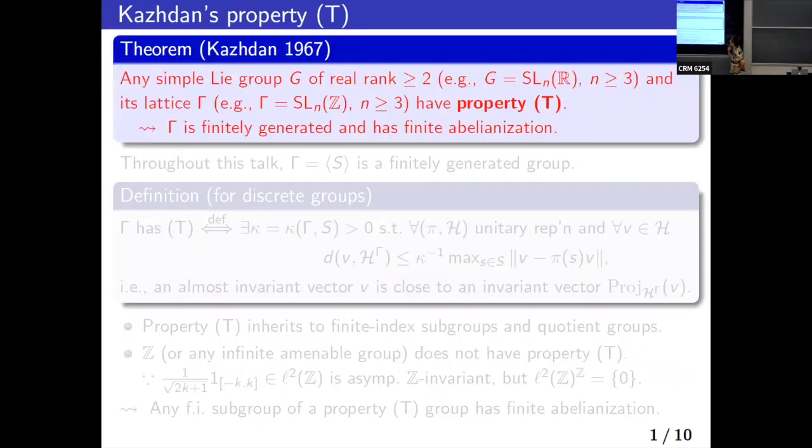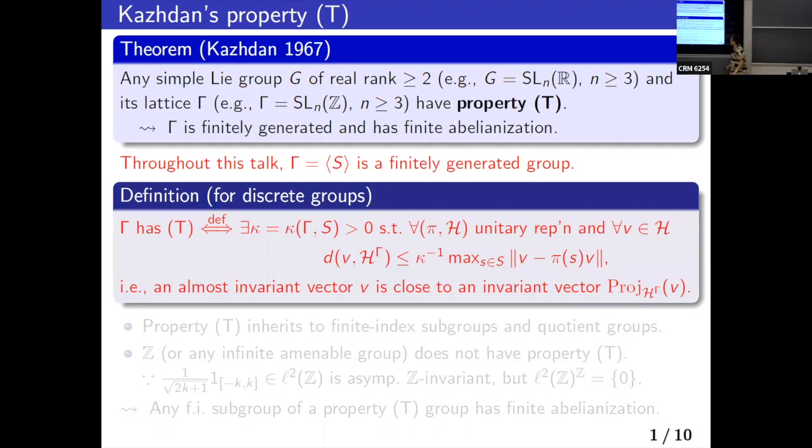So today's talk is about Kazhdan property T. Everybody loves Kazhdan property T, I guess. Kazhdan proved that lattices in higher rank Lie groups have property T, which I will introduce soon. As a consequence, any higher rank lattice is finitely generated and has finite abelianization.